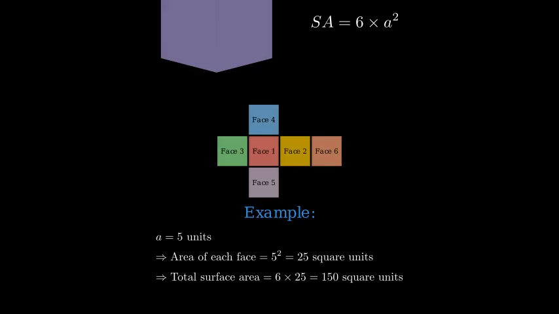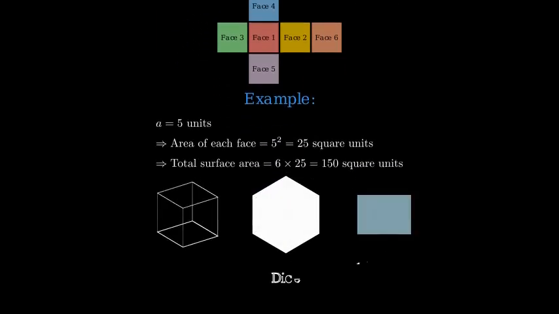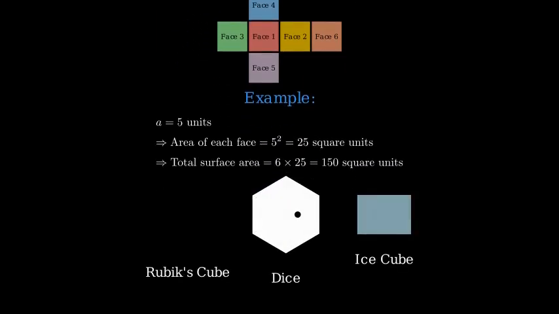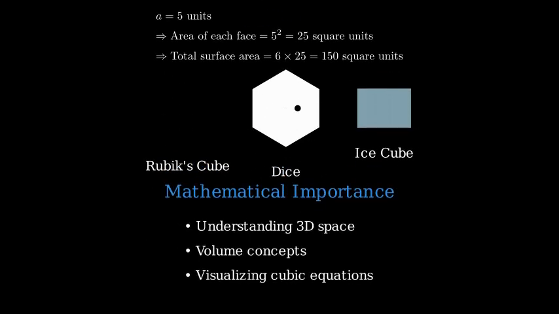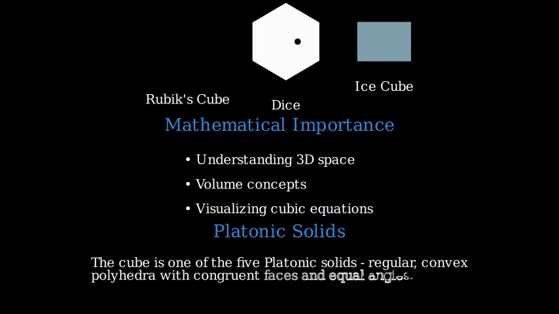Cubes are everywhere in our daily lives. We see them in dice, ice cubes, Rubik's cubes, and building blocks. In mathematics, cubes are important for understanding three-dimensional space, volume concepts, and for visualizing cubic equations. The cube is one of the 5 Platonic solids, which are regular, convex polyhedra with congruent faces of regular polygons and the same number of faces meeting at each vertex.